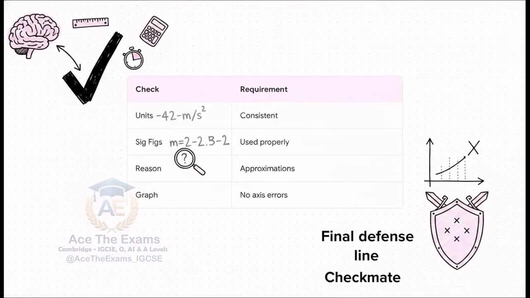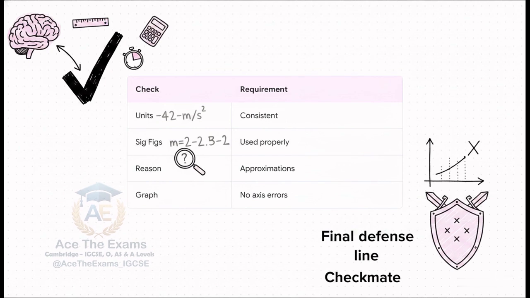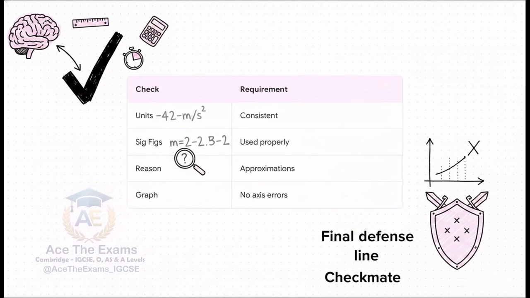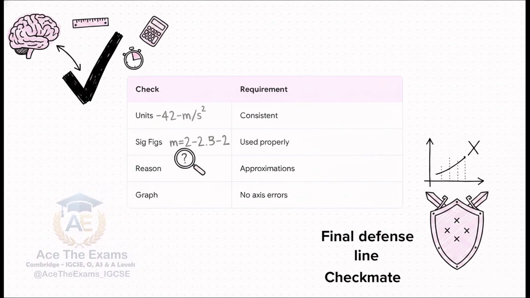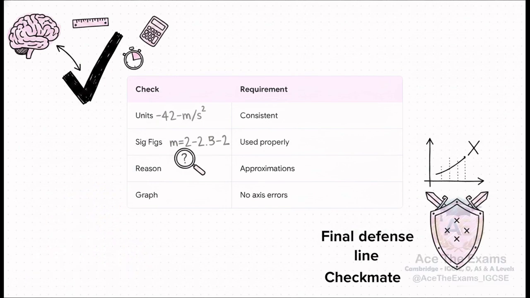Practical check requirement. Units must be consistent and present in the final answer. Significant figures. Use decimal places and sig figs appropriately. Reasonableness. Make approximations to check if the answer makes physical sense. Graph scale. Avoid axis errors and ensure data supports the conclusion.